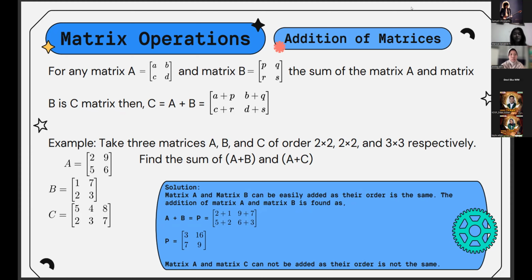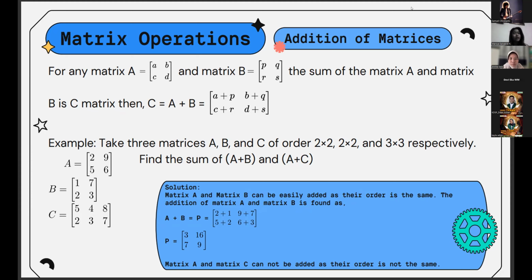As you can see, matrix A is [A, B, C, D] and matrix B is [P, Q, R, S]. The sum of matrix A and matrix B is matrix C, then C equals A plus B, so A plus P, B plus Q, C plus R, and D plus S.